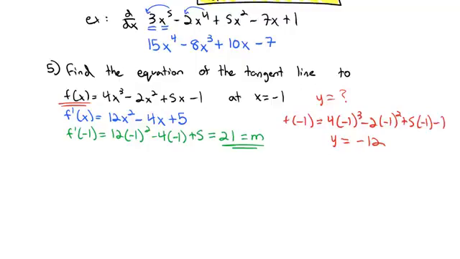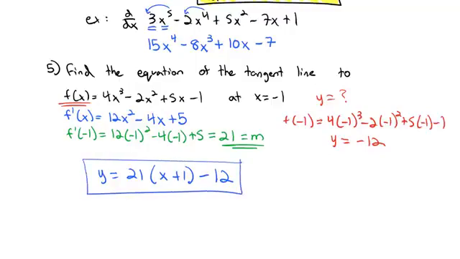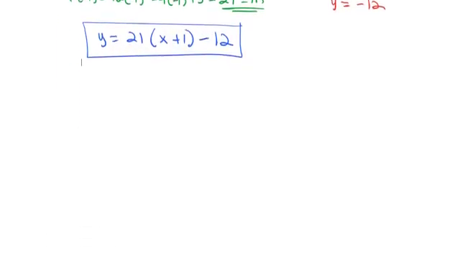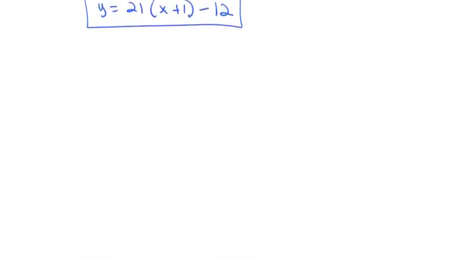So for the equation of our line, y equals the slope we found out was 21 times x minus x1, minus a -1 is +1, minus 12, and our line tangent to our function is 21 times x plus 1 minus 12. So those are our basic properties to help with differentiation. The next two are a little more involved, and they take a bit of practice to get used to using.